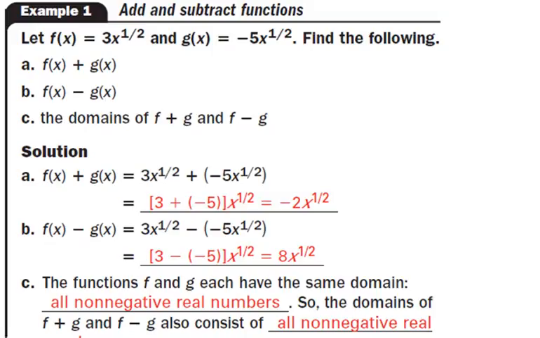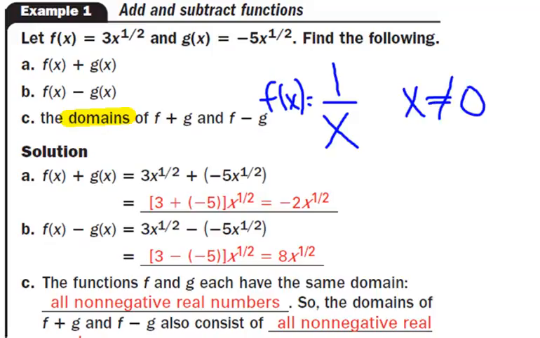The one thing I need to talk to you about is this little thing here called domains. When they say domain, they want the list of all the x numbers that work. What do I mean by that? Well, I cannot have a 0 in a denominator. So in this case, this function, f of x equals 1 over x, works for everything except when x is 0. If x is 0, this wouldn't work.